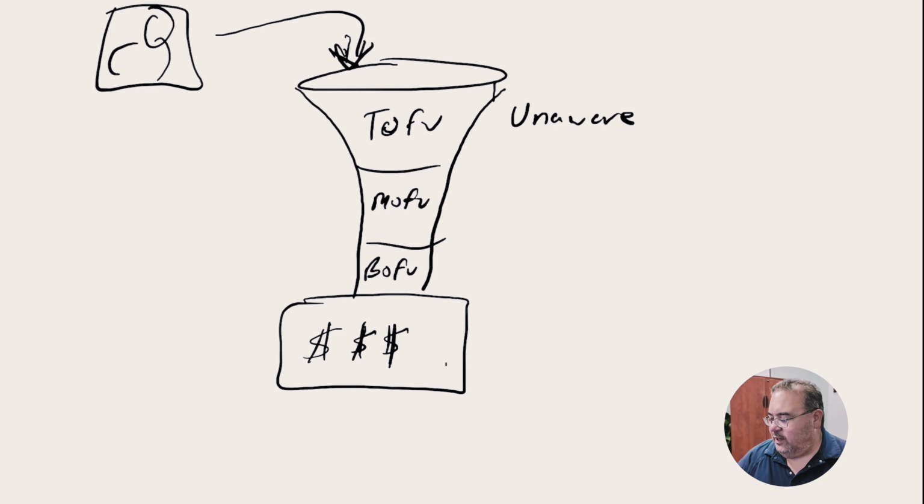The next one here falls between top of funnel and middle funnel, and that is the problem aware. Now, the reason why that is because a problem aware person knows that they have a problem.